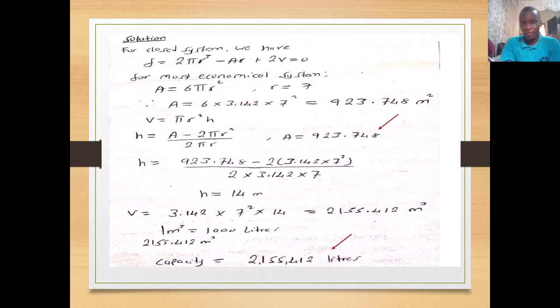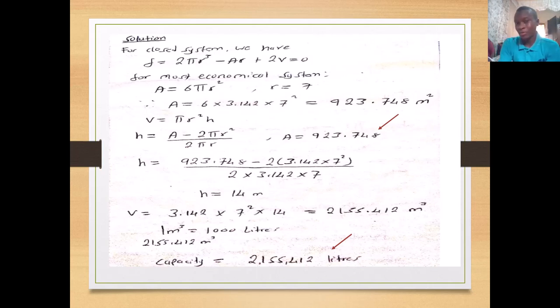For a closed system, the model is 2πr³ minus Ar plus 2V equals 0. This is the model that we are going to use. And remember, for the most economical system, A is 6πr², and having that, we are simply going to substitute r as 7. Why is r 7? Remember, we are told that the cylinder is going to be 14 meters wide, so that is the diameter. This means the radius is 7 meters.